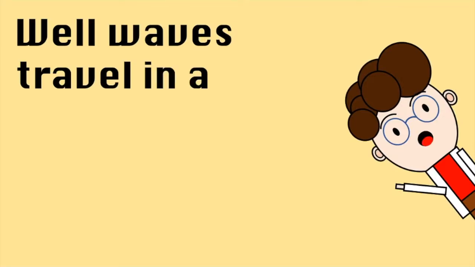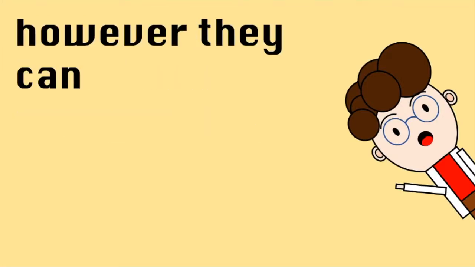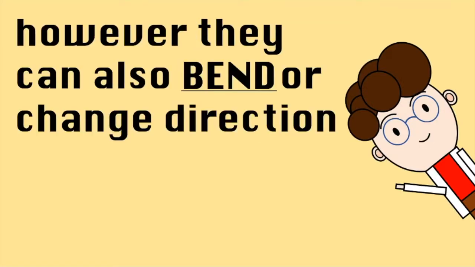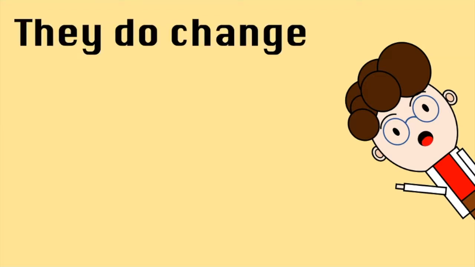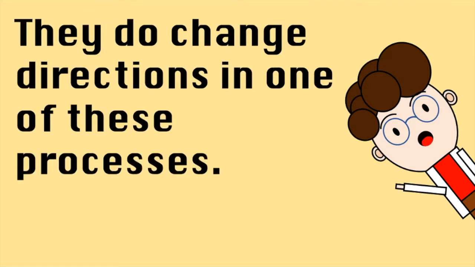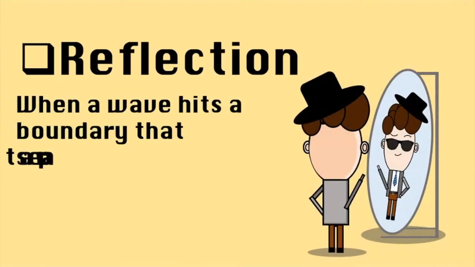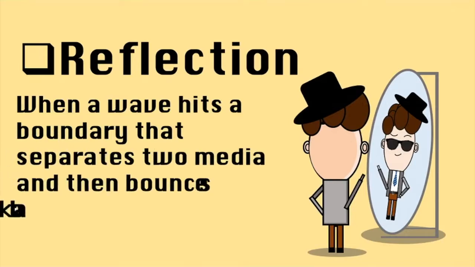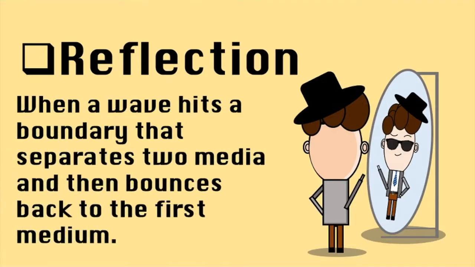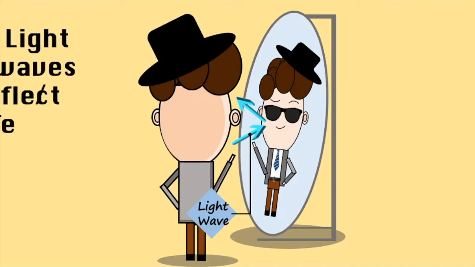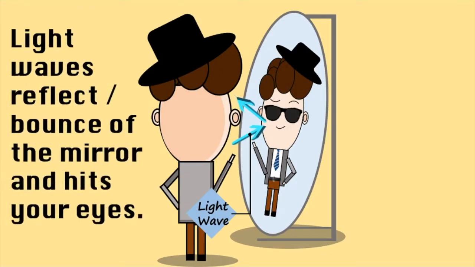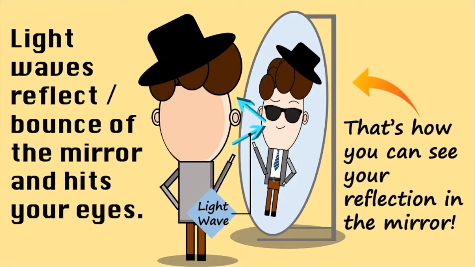While waves travel in a straight line, they can also bend or change directions. They do change directions in one of these processes. During reflection, a wave hits a boundary that separates two media and then bounces back to the first medium. Light waves reflect or bounce off the mirror and hit your eyes. That's how you are able to see yourself in the mirror.